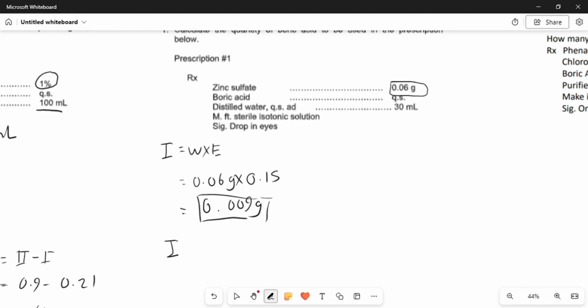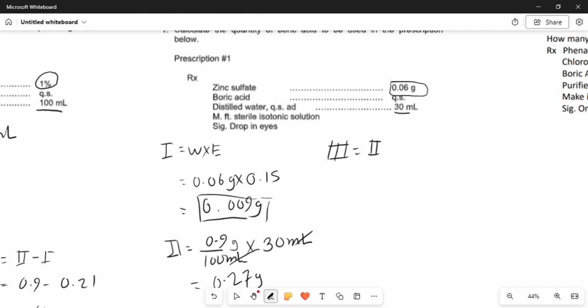So let's move to step 2, which is 0.9 over 100 ml, and that will be in grams, times the volume, which is 30 ml. So ml will be cancelled out of ml. Then we will calculate, and we will yield 0.27 grams. So moving to step 3. Step 3 is step 2 minus step 1. So let's substitute the values. So 0.27 minus 0.009, and this will be equal to 0.261, and that will be in grams.